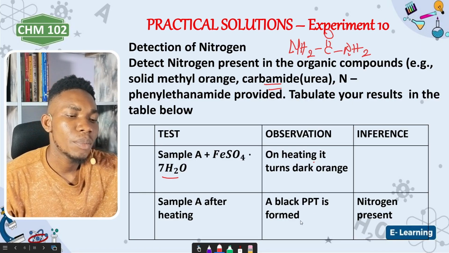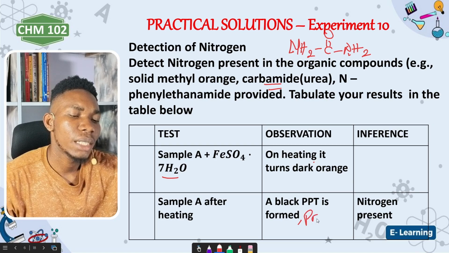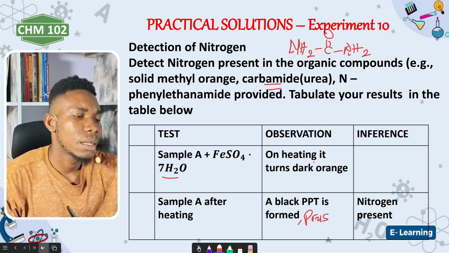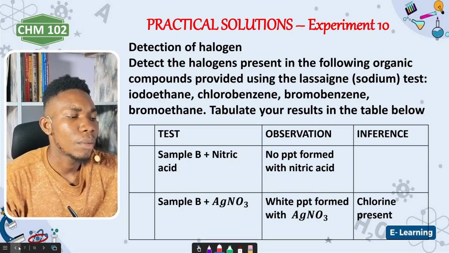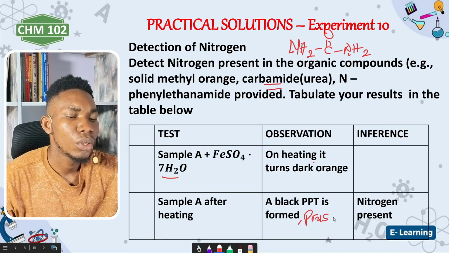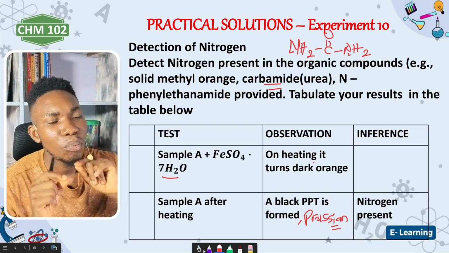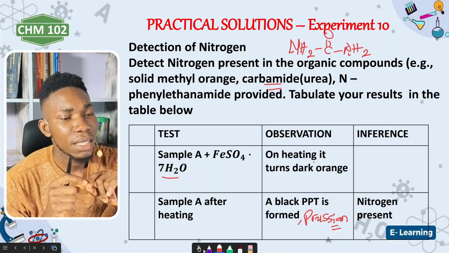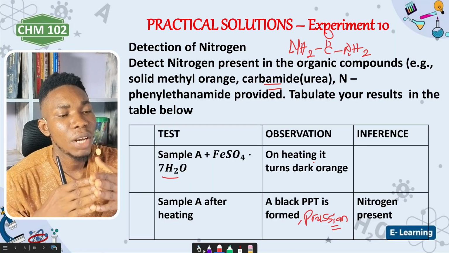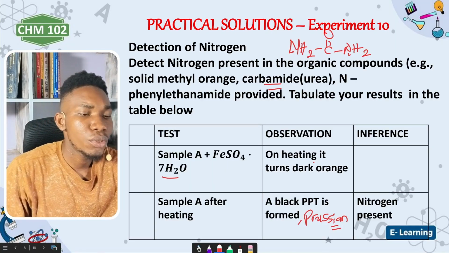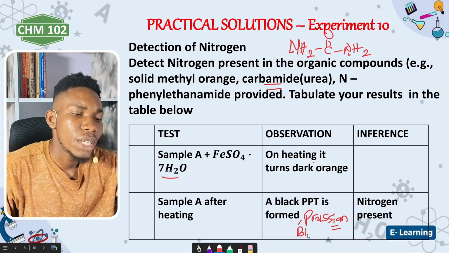Now, this black precipitate is supposed to be Prussian blue. It looks dark, but when you look at it very well, it seems like one very dark blue color. Are you getting it now? So it's not necessarily a black precipitate, but rather a Prussian blue precipitate form.